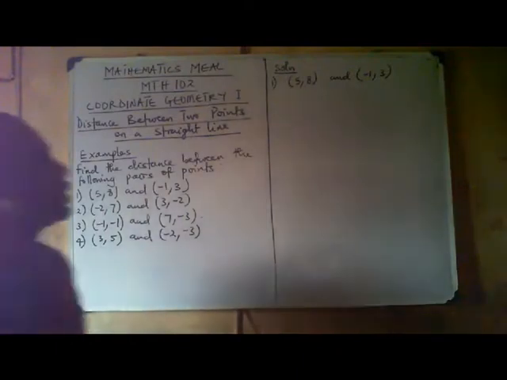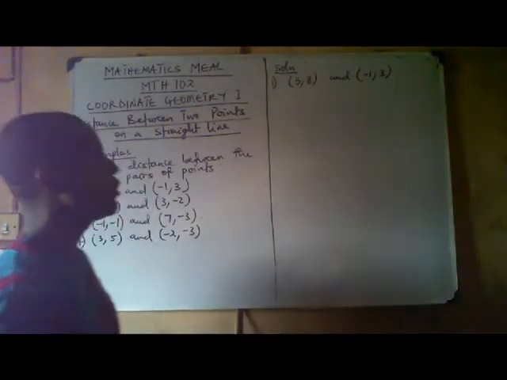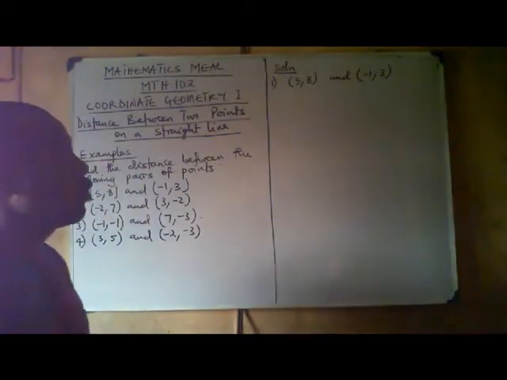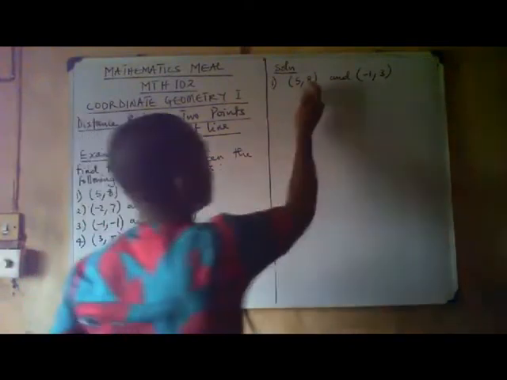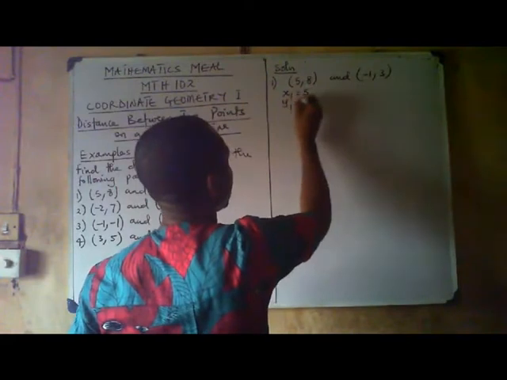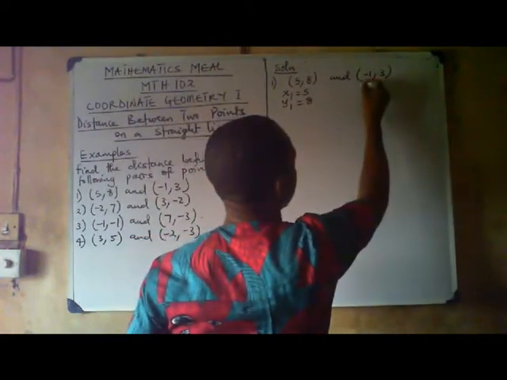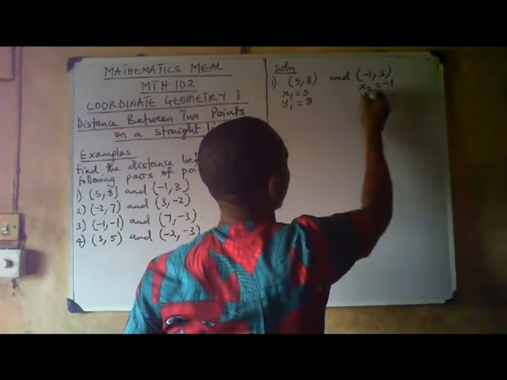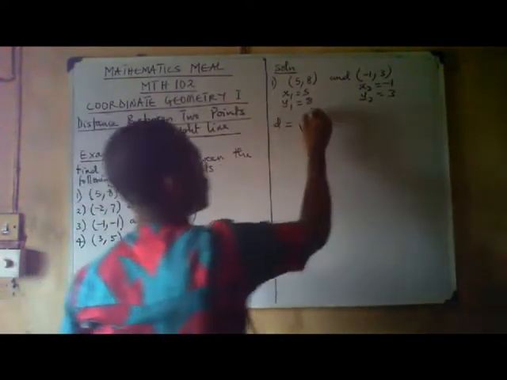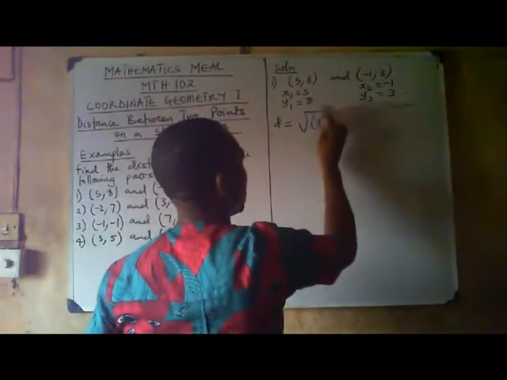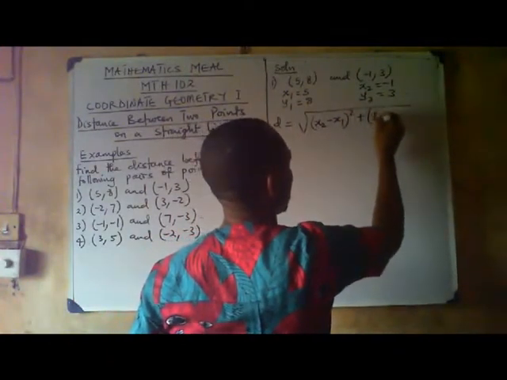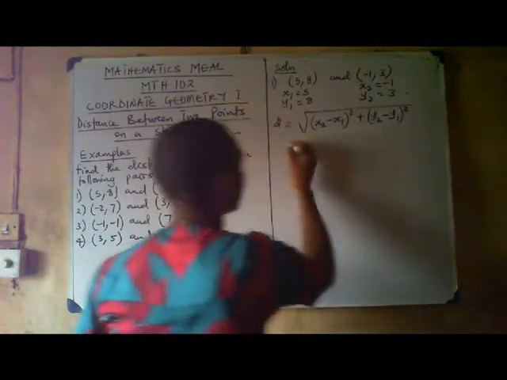When we want to find distance between 2 points on a straight line, we must first of all identify the coordinates. So here, this is our first point, that's the second point. So x1 is 5, y1 is 8. Then here, x2 is minus 1, y2 is 3. So what's the expression for distance? D is equal to square root of x2 minus x1 all squared plus y2 minus y1 all squared.